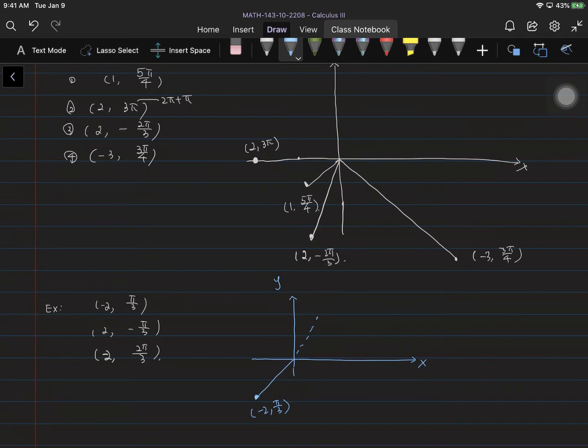The second point, negative π over 3. So the 2 should be here, because this is negative π over 3, right? And the third point is 2π over 3, so should be here, but negative 2. So it goes the opposite way, same as the second point. Okay, so that's the answer.